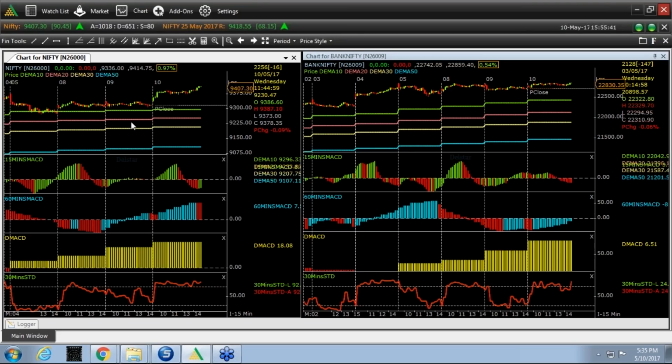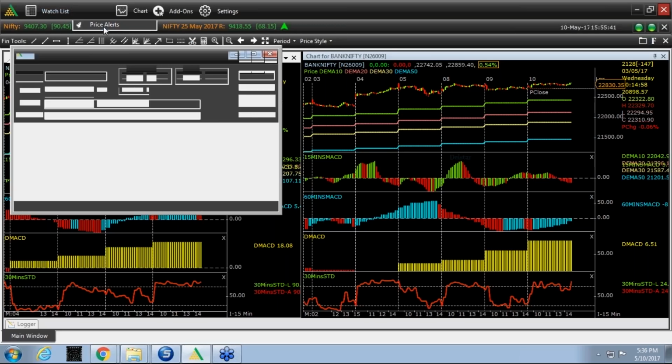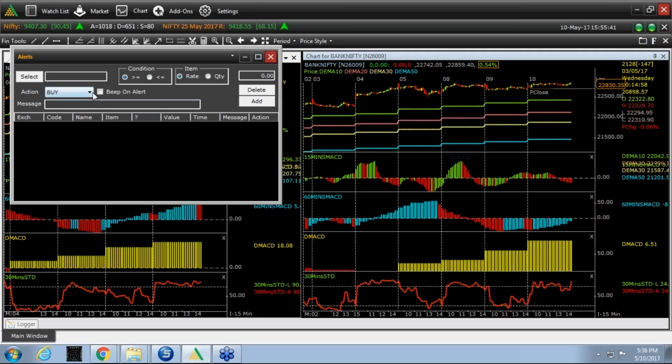If you're trading intraday, my suggestion and advice is, don't trade too many stocks. You can have a watch list. You can also make your own watch list. You can go and create your watch list, user defined watch list, and then select the stocks which you want. Here you have your price alerts. You can set your price alerts on the condition you have. Then you have the chart settings. You can go and do your chart settings.